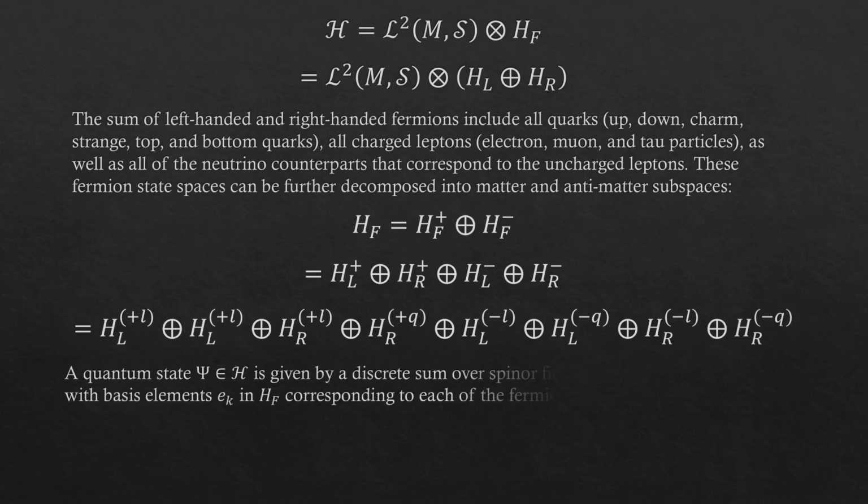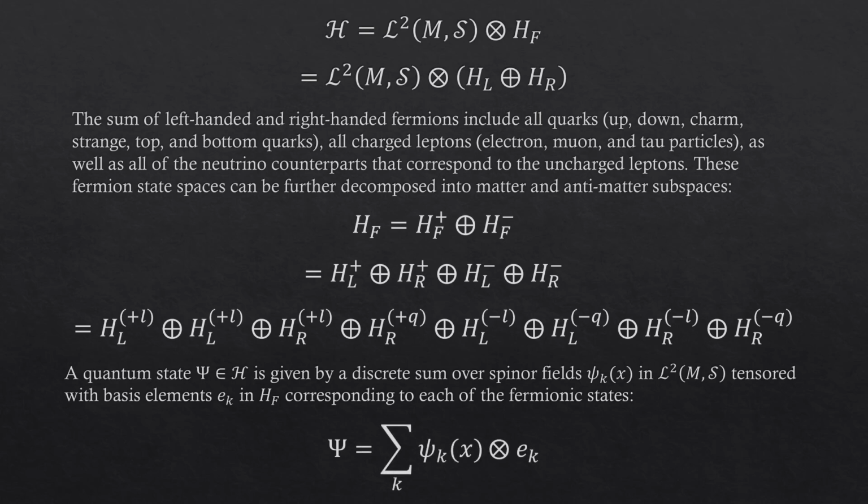A quantum state psi, which is an element of the Hilbert space, is given by a discrete sum over spinor field psi sub k of x in the space of square integrable functions on the Riemannian manifold with an attached spinor bundle, and this is tensored with the basis elements E sub k in the finite fermionic degrees of freedom Hilbert spaces that are corresponding to each of the fermionic states. So psi is equal to the sum over all k of psi sub k of x tensored with E sub k.